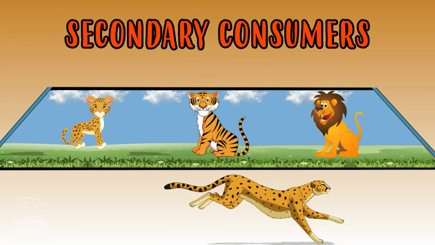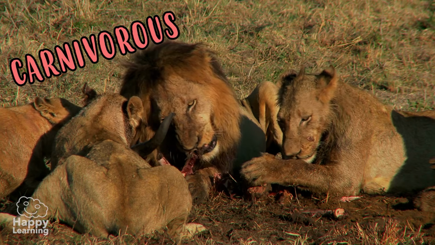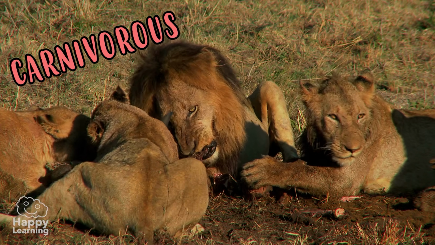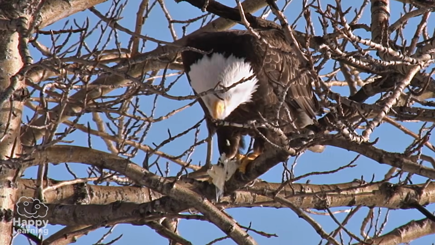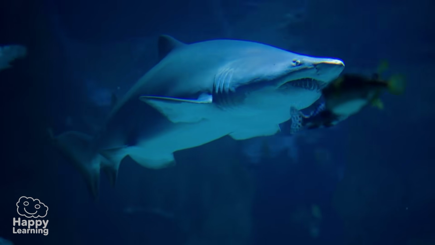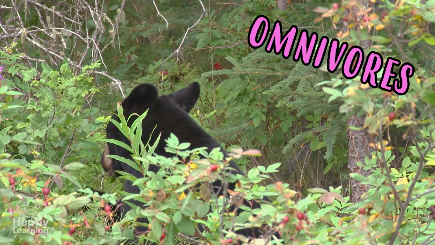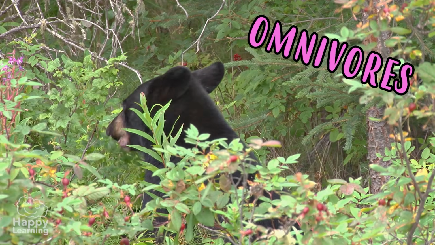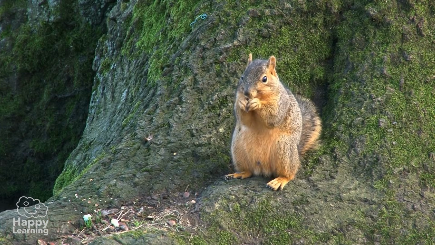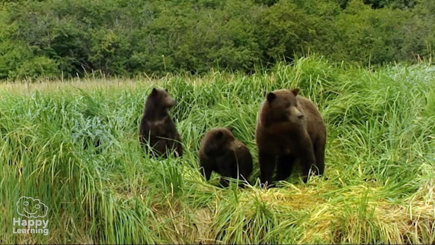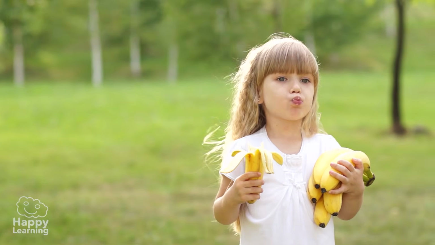The secondary consumers are animals which feed on other animals. They are carnivorous and they eat meat, such as these wolves, this eagle, or this shark. Omnivores are also secondary consumers. Do you remember what they are? They are animals which eat both meat and plants, like these pigs, these bears, or even us, human beings.